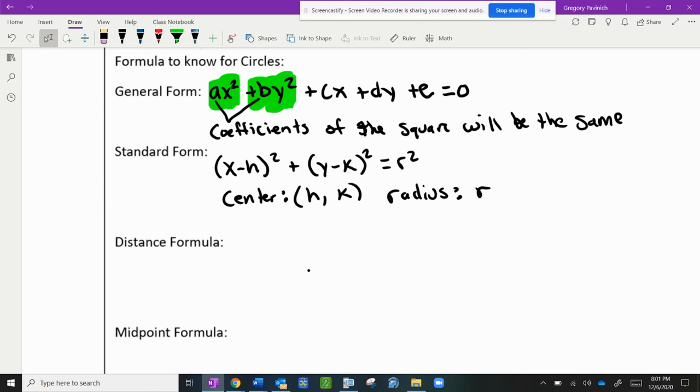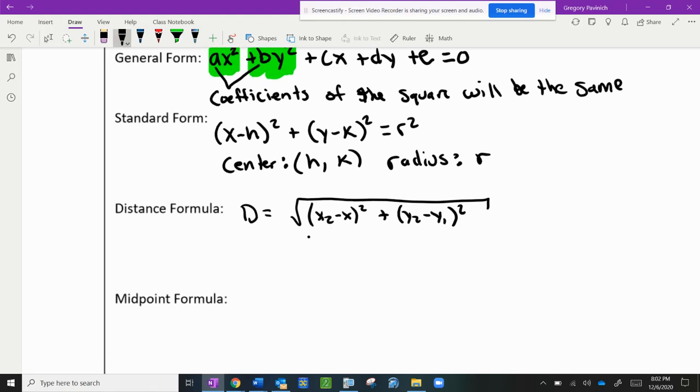A couple of these problems, you might need to do the distance formula. Remember from geometry, that is the square root of (x2 minus x1) squared plus (y2 minus y1) squared. And then we have the midpoint formula, which is just the average of your x's, the two x coordinates divided by 2, and your y coordinates divided by 2.